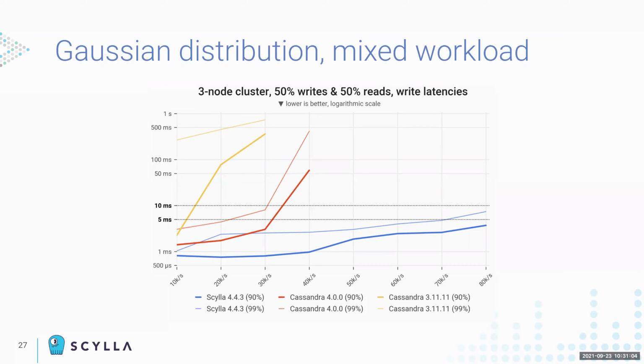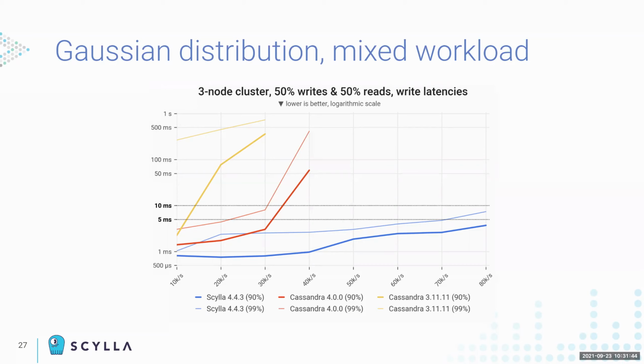So here we have again the Gaussian distribution with the 50-50 workload, and those are the results for write operations. As we have seen previously, Cassandra 4 increased its max throughput from 30 to 40,000 operations per second, but it is still nowhere near Scylla, which can reach as high as 80,000 operations per second, and that is about twice what Cassandra 4 can achieve.